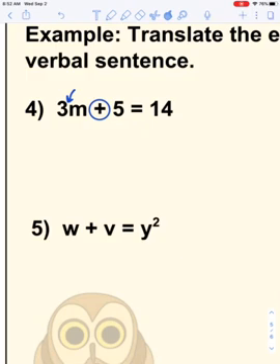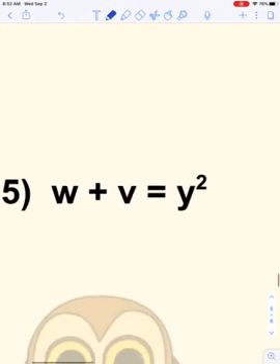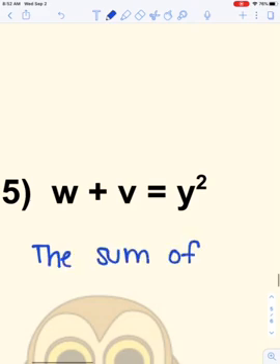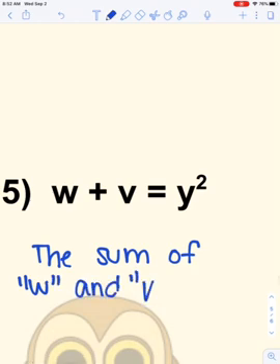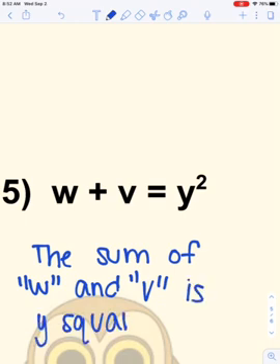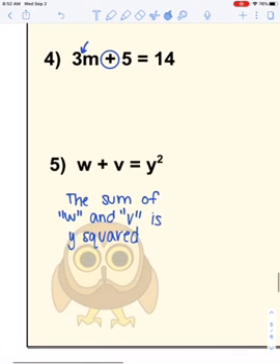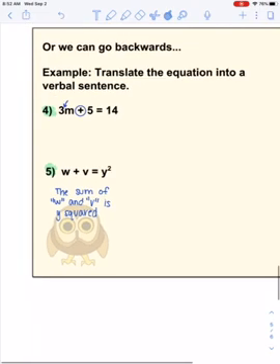Same thing with number 5. There's addition, so you can use the word sum. So if you wanted to, you could say the sum of W and V is y squared. Okay, that's not difficult, but it did use a more sophisticated word other than plus. Okay, you could say W increased by V is y squared. Okay, those are both great options. It doesn't matter which one. You need to have something written for both 4 and 5, even though I didn't physically write something down for 4.